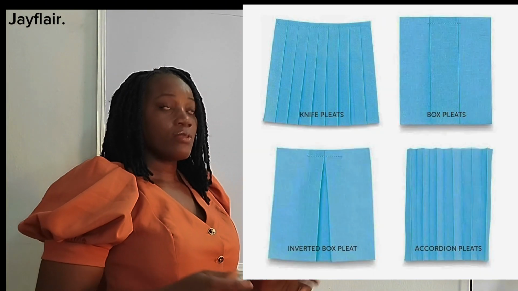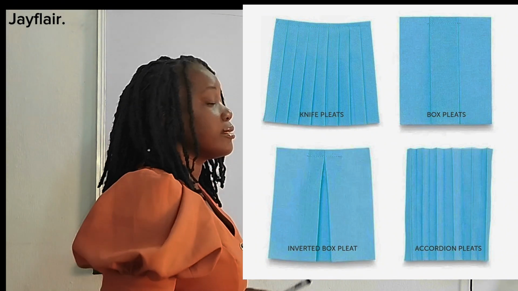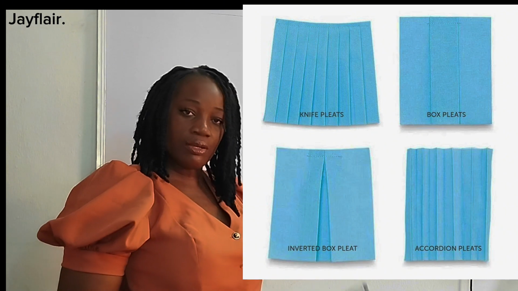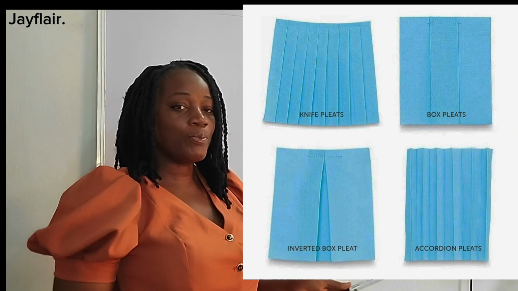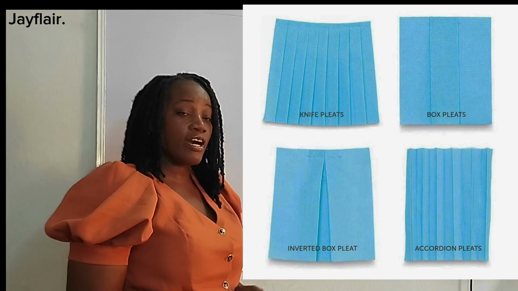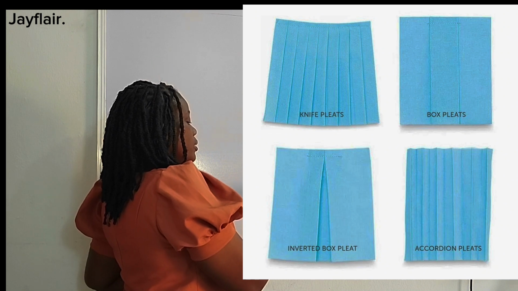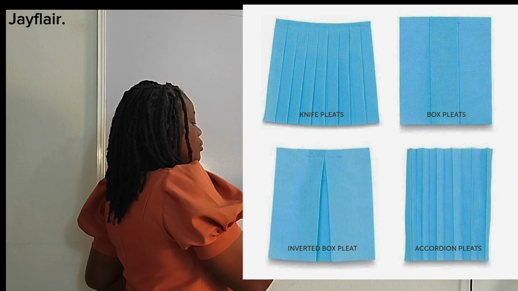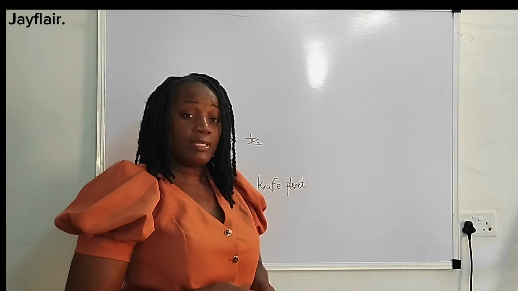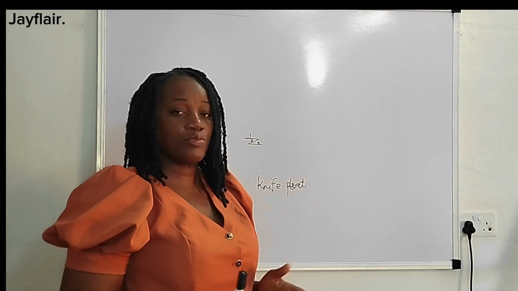So there are several types of pleats. We have the box pleats, the inverted pleats, the sun ray, accordion pleats, and the popular one which we usually see on our school uniforms, the knife pleats. So it's necessary that you understand how to calculate the amount of fabric so you don't waste or fall short of fabric, like I said before.